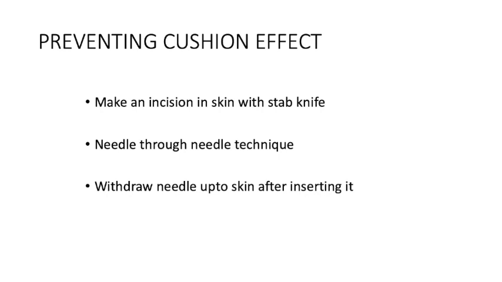So there are certain other methods to prevent the cushion effect, like make an incision in the skin with a stab knife so that you can pierce the skin easily, and then you can feel the pop of the external oblique and internal oblique fascia. Needle through needle technique, you can use a pencil point needle where the external needle has a sharp tip, so you can easily puncture the skin, then advance the needle through it to feel the pops. Withdraw the needle up to the skin after inserting it, and I use it regularly.